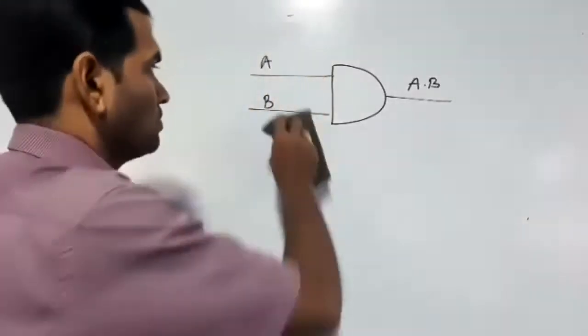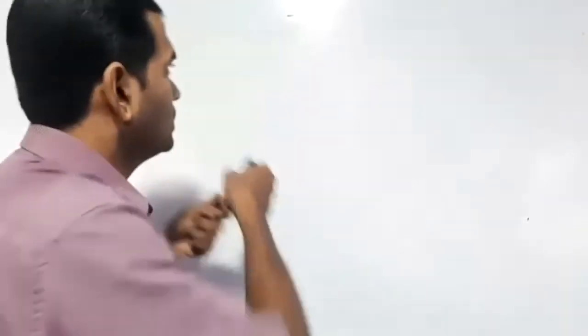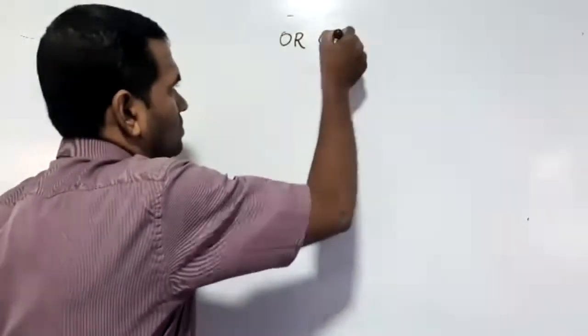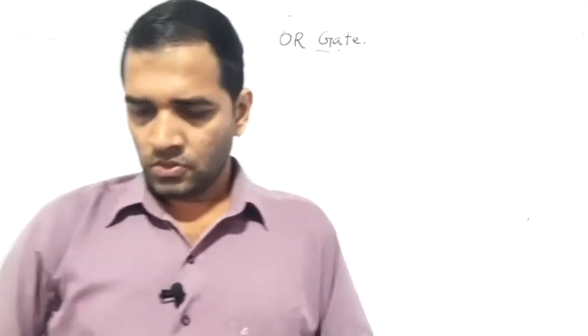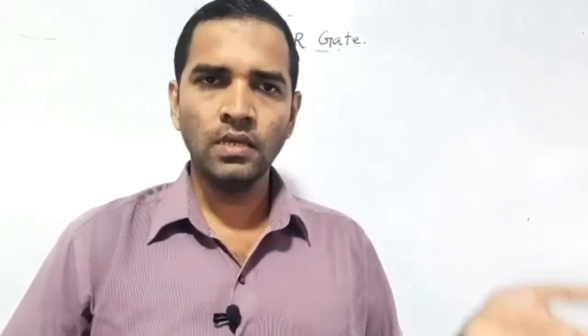Right, so today we have to take the second gate, which is the OR gate. About the OR gate, we should remember these three things again. We discussed three things about the AND gate, and here also we have to discuss the same things.